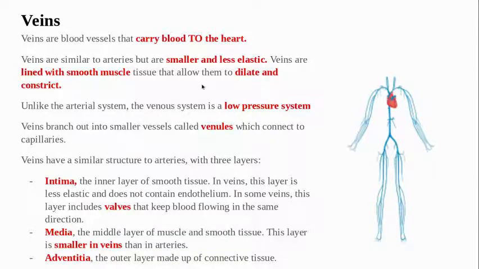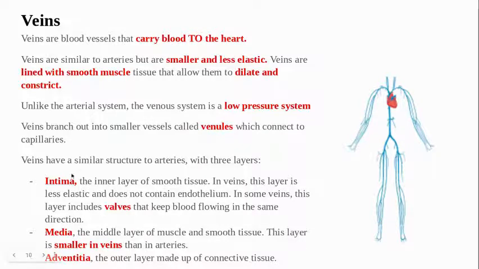And then veins are blood vessels that carry blood to the heart. And veins are pretty similar to arteries, except they're smaller and less elastic, but they also can dilate and constrict. But unlike the arterial system, the venous system is a low pressure system. So as you can see down here in the media, the layer of muscle is smaller in veins. So smaller veins are called venules.